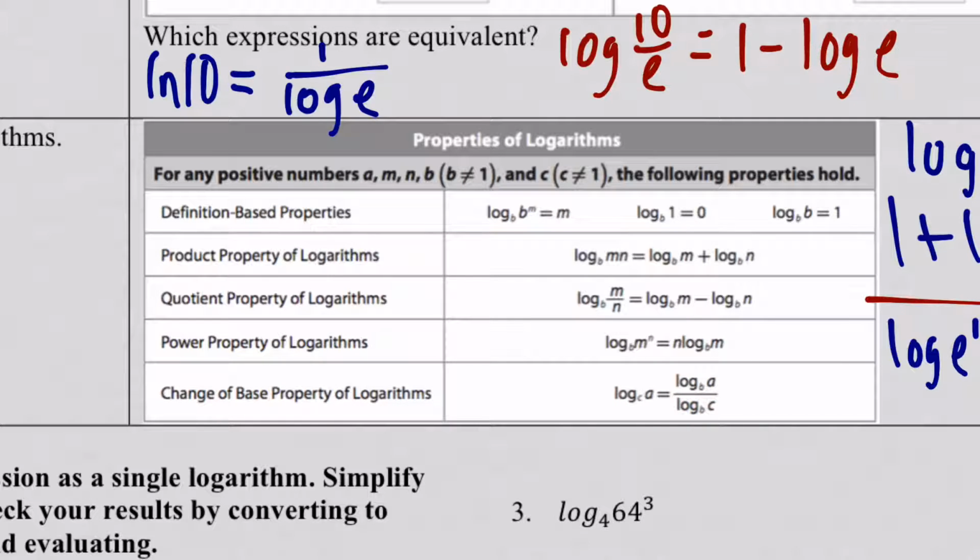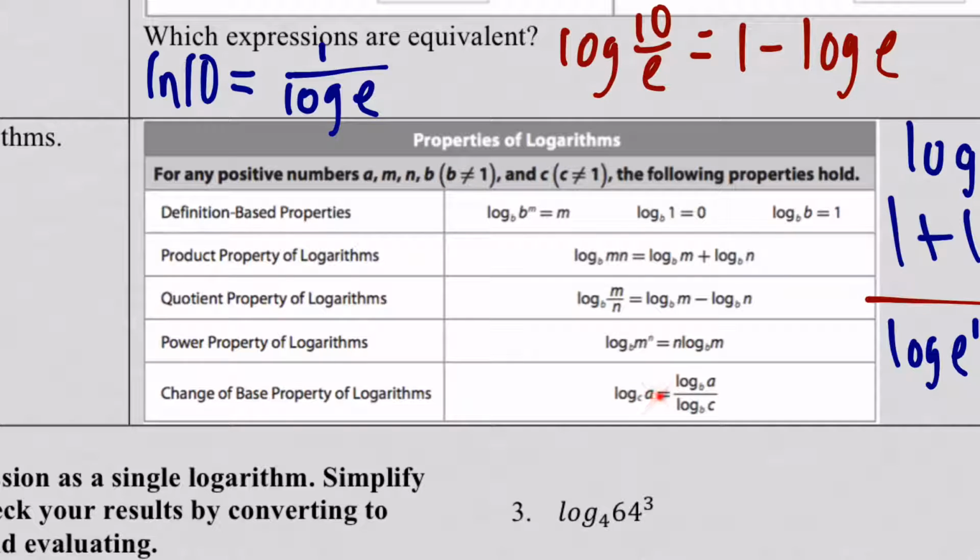Remember, like I said in class, most scientific calculators only allow you to do two different bases, right? You could do base 10 for the common log, or you can do base e for the natural log. That's about it. So if you have any other type of base that your calculator cannot handle, you can use the change of base formula to change it to whatever base you want.